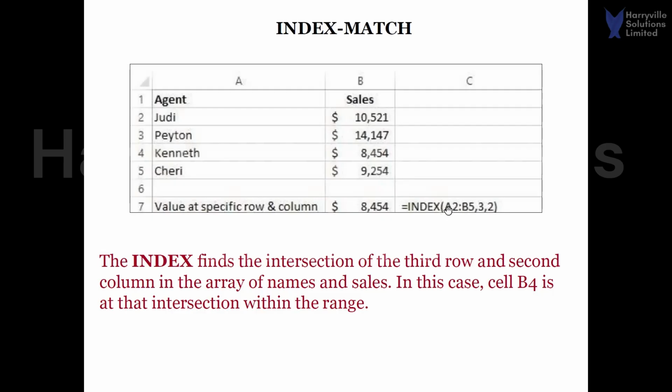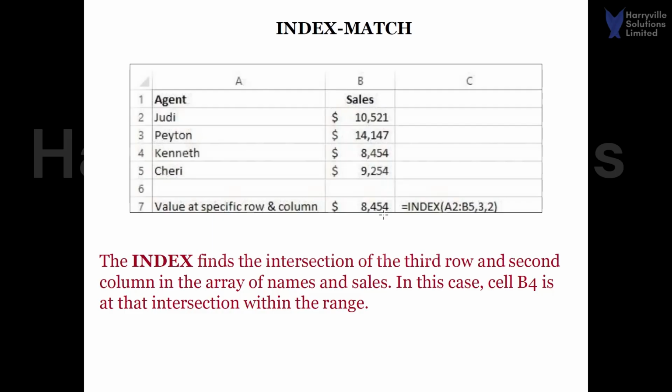This is the table array from A2 to B5, that is from cell A2 to cell B5, which is your entire table per se. And also your row number, it is row 3. Kenneth is on row 3: row 1, row 2, row 3. And then your column number, we are looking for it on column number 2. Just like we use in our VLOOKUP, this is column number 2, this is column number 1.